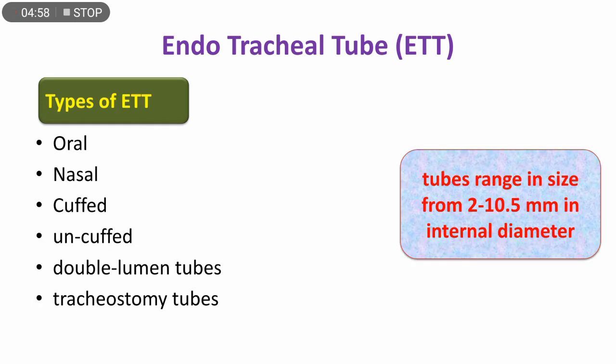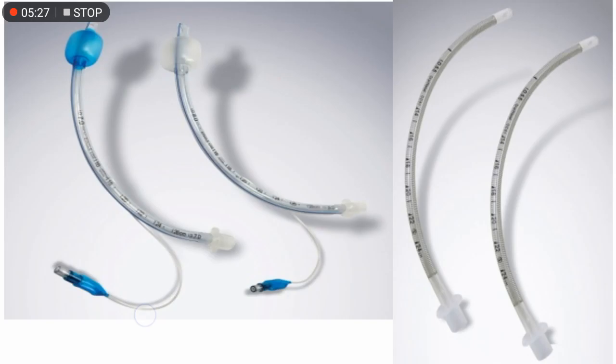Types of endotracheal tube. Oral, which is inserted through the mouth. Nasal, which can be inserted through the nose. Cuffed, which has a cuff. Uncuffed does not have a cuff. Double lumen tube, which is like two tubes attached to each other, that's used in case of thoracic surgeries. Tracheostomy tube, that's for long-term use. Tubes range in size from 2 to 10.5 millimeters in internal diameter.